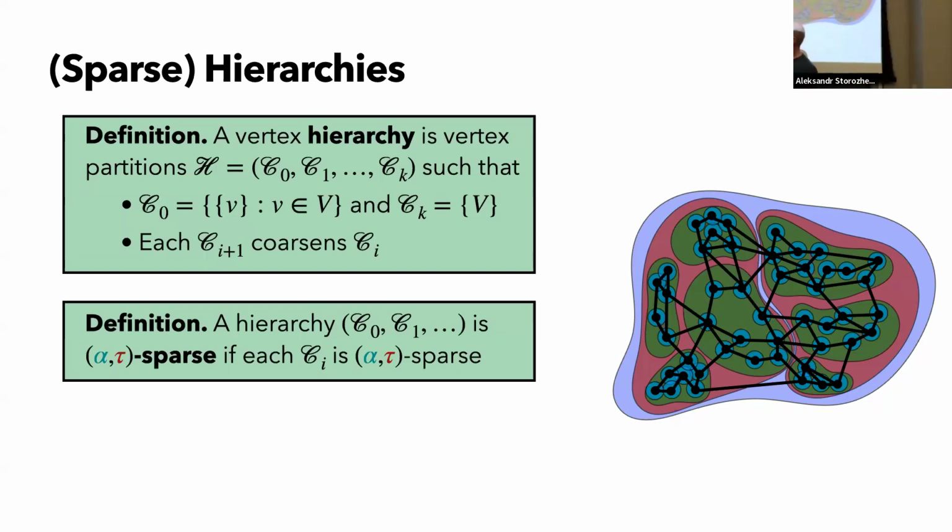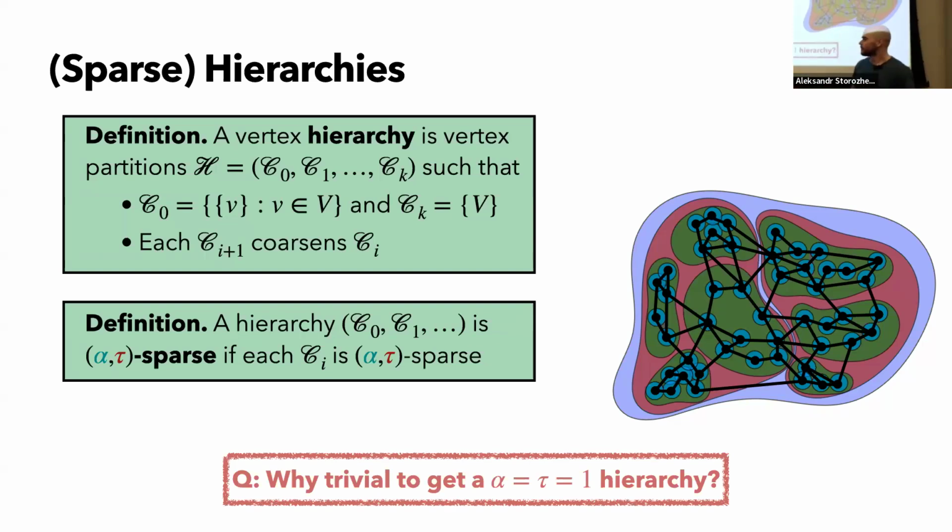Now I'll say that the hierarchy is alpha tau sparse if each of the levels of it is alpha tau sparse. Okay. So at this point you should be like, these hierarchies actually seem like pretty easy to come up with alpha and tau of 1. In particular, I claim it's trivial to get an alpha equals tau equals 1 sparse hierarchy so far. Can somebody tell me why?